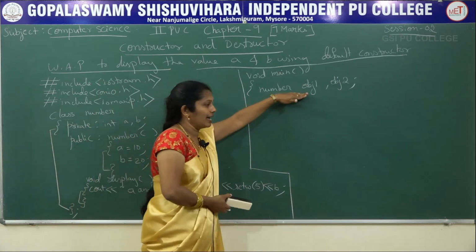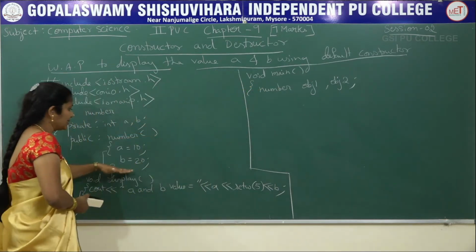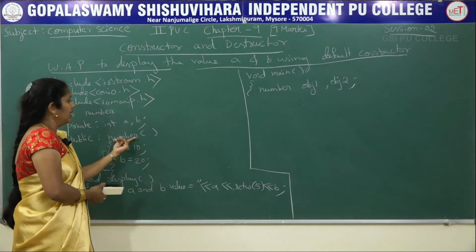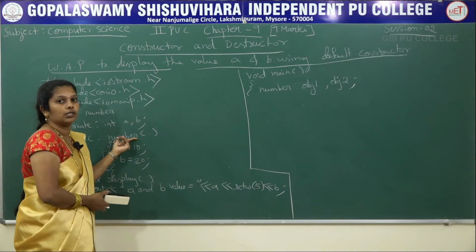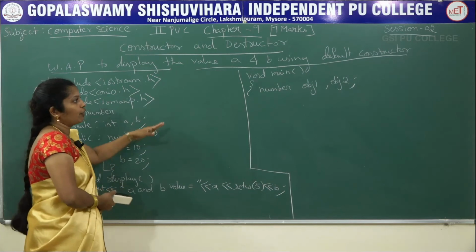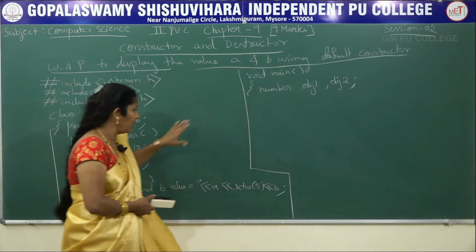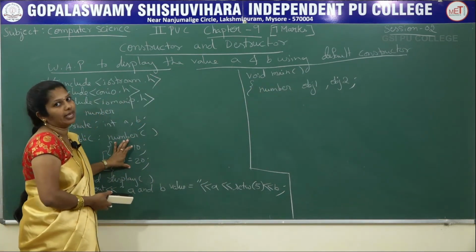When I write this line, by default, implicitly it will call this number function. No need to call this function separately. When we want to create the object of a class, automatically this constructor function is going to execute.